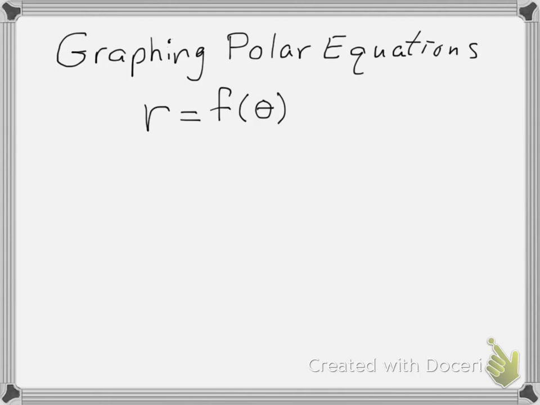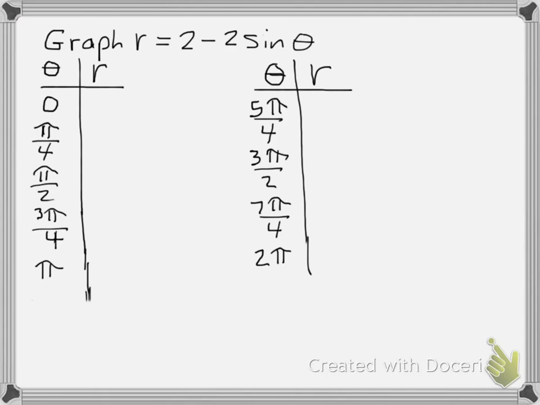Now what we're going to do is look at certain equations and see if we can graph these equations, which will be connecting basically a bunch of r theta points. So the one we want to graph here is r is equal to 2 minus 2 sine of theta.